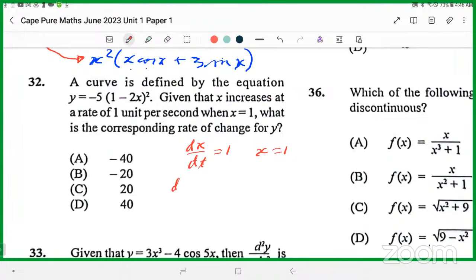So dy by dt is the product of 2 rates of change. Dy goes on top of this one. Dt goes on the bottom of the second one. It's the chain rule. So dx goes here and dx goes there. And so we need to calculate dy by dx from this, and then substitute the 1.